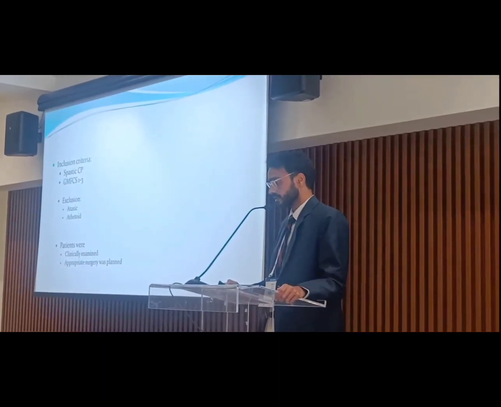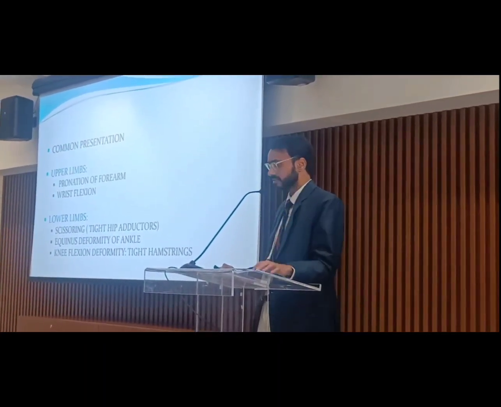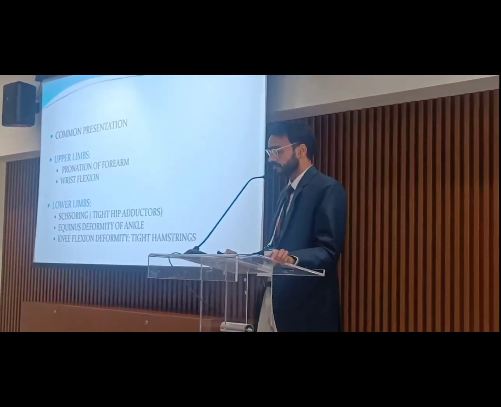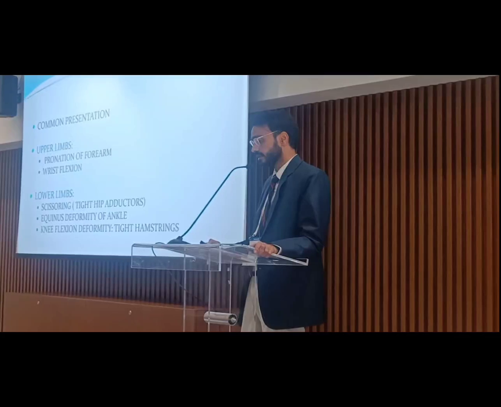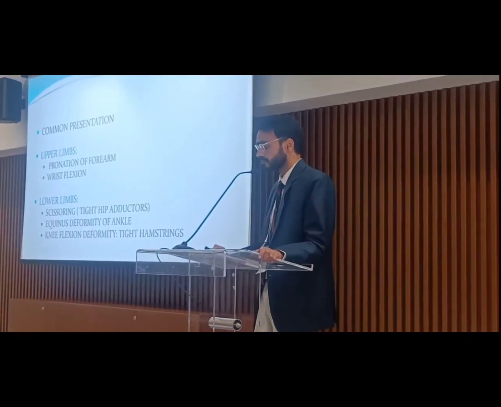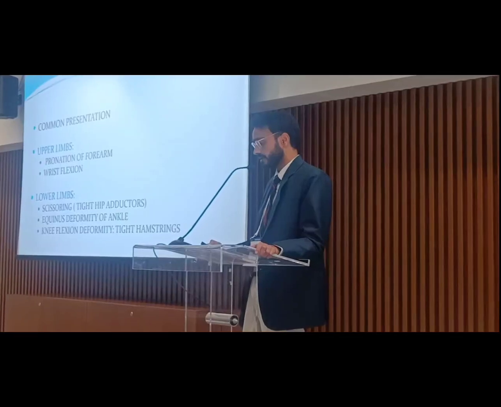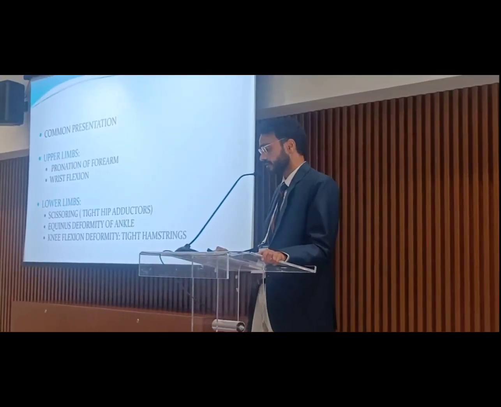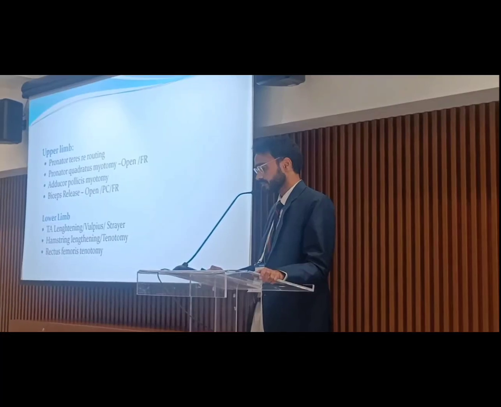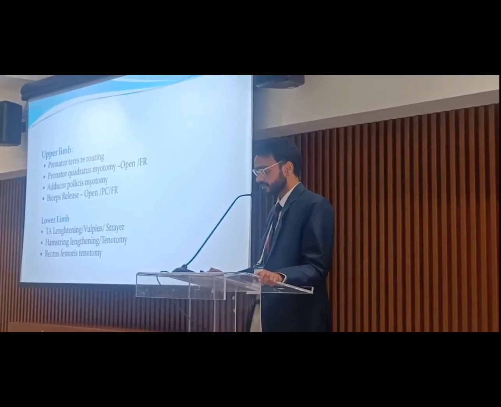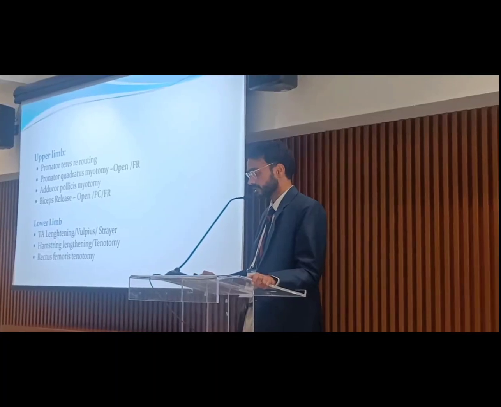This is our inclusion criteria. The most common presentations we saw were, in the upper limbs, pronation of the forearm and wrist flexion deformity. In the lower limbs, they usually come in with scissoring because of tight hip abductors, and equinus deformity of the ankle. Knee flexion deformity is usually due to tight hamstrings. These were the various surgeries which had to be performed in these cerebral palsy patients.